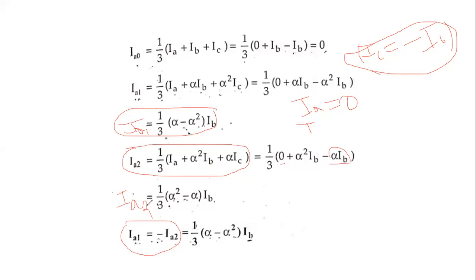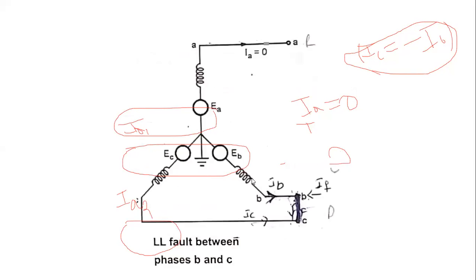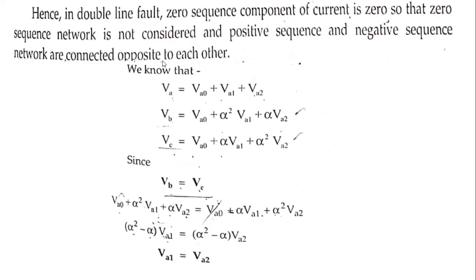When comparing these two equations, it will be clear that IA1 is equal to minus IA2, which is equal to 1/3 (alpha minus alpha square) IB. These are the IA1, IA2 and IA0 values, and this is the fault current obtained between phase B and phase C. Therefore IB is equal to minus IC, and the current flowing through phase A is equal to 0, because it is open circuited.